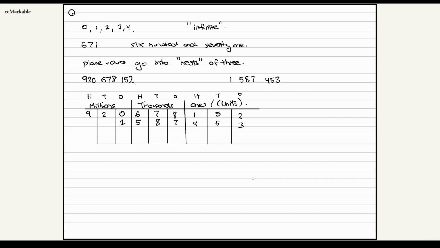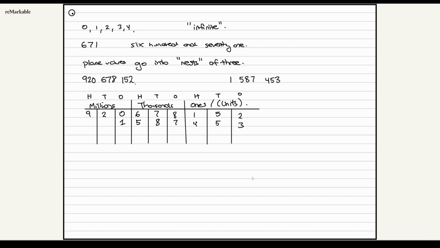In this case, this 1 here represents 1 million, right? This 5 here represents 500,000. This 8 represents 80,000. The 7 here represents 7,000. The 4 represents 400. The 5 represents 50, sorry. And the 3 represents just 3. 3 ones. 3 ones are 3, as you might recall from your times tables.